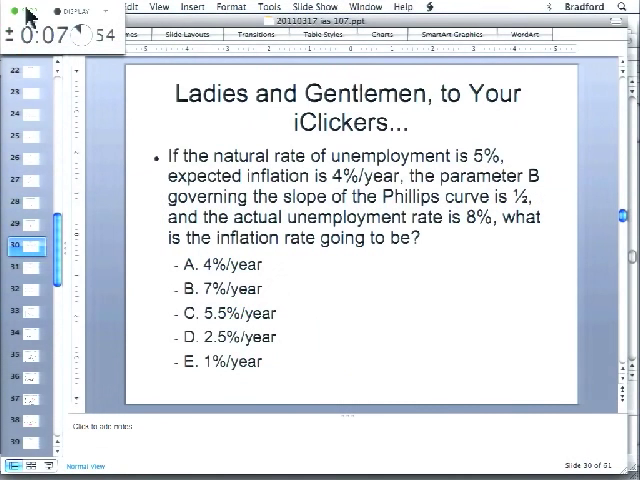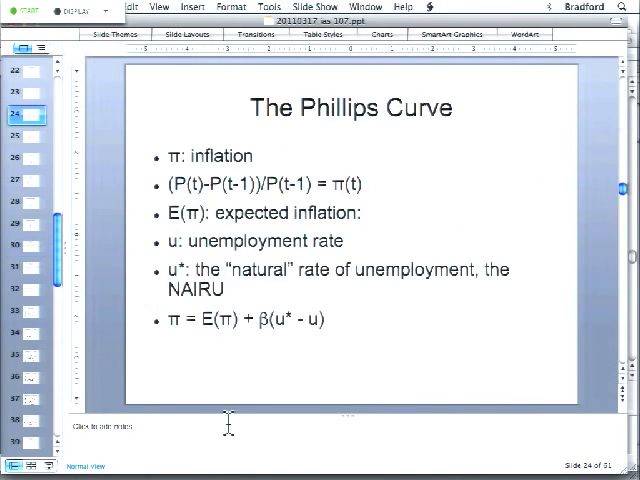And so once again, let's do it. Actual unemployment is 2 percentage points higher than the natural rate, so that's a -2. Slope of Phillips curve of 1, so you still have a -2. Expected inflation is 2% per year. 2% minus 2 is 0. We should get an answer of B, that the actual inflation rate is going to be 0%.